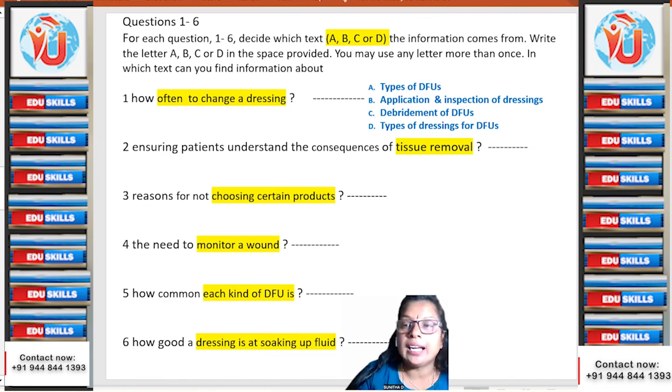The fifth question: how common each kind of DFU is? "Kind" is nothing but what? Types. What is the answer? D. If you know how the sentences are paraphrased, and if you know the words which are easy to understand, it will help you find the answers. And the sixth one is, how good a dressing is at soaking up fluid? Different types of dressings, and soaking fluid. Where is it clearly mentioned, in which text? D.